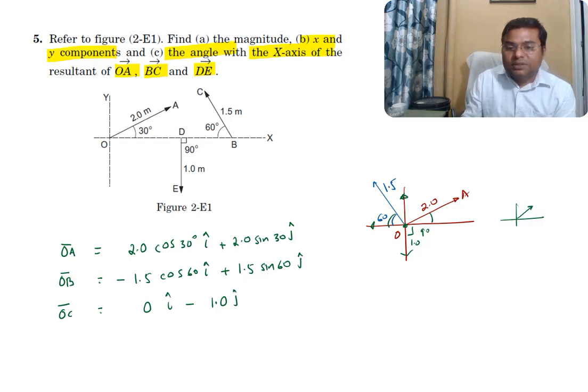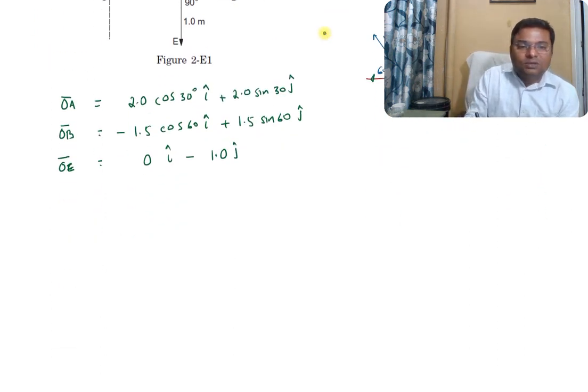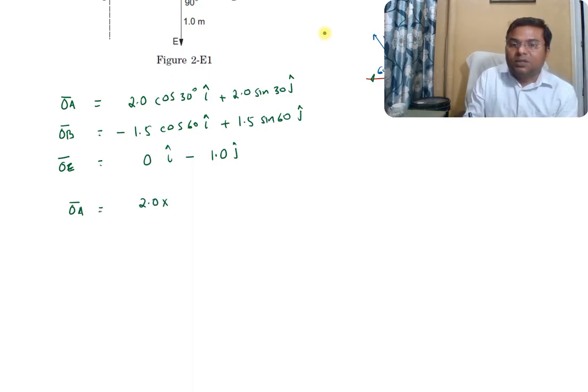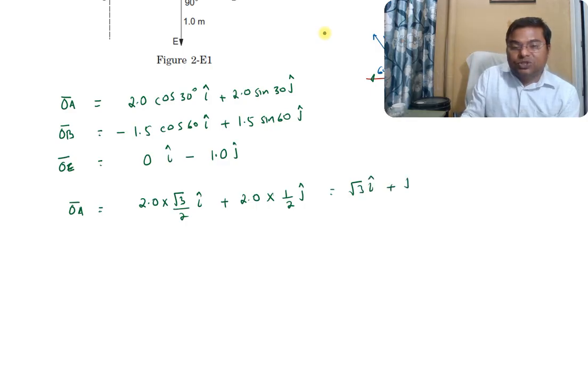Now OE is equal to 0 I minus 1.0 J, because the vector OE, see here, this is OE not OC, is along the negative direction of the y-axis. So vector OA is equal to 2.0 multiplied by cos 30 degrees, which is root 3 by 2, I plus 2.0 sine 30 degrees, which is 1 by 2, J. So this is equal to root 3 I plus J.